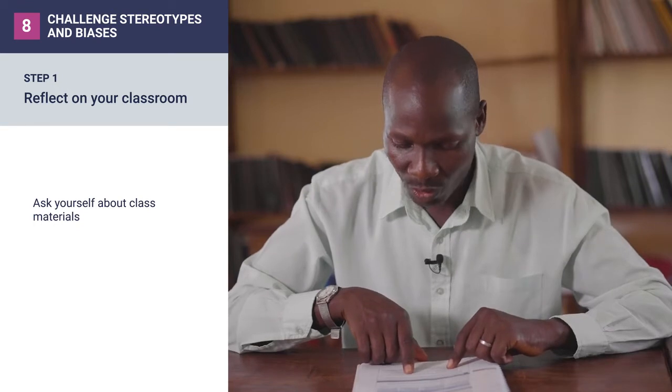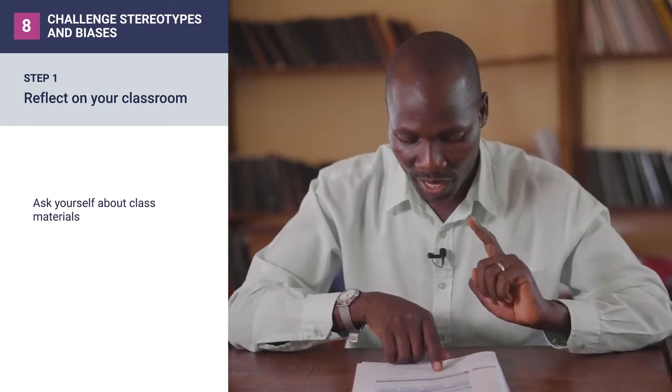Step 1 is to reflect on my classroom. I ask myself questions from the FTS guide and answer them. Do the class materials or lessons contain examples of stereotypes or biases about gender?